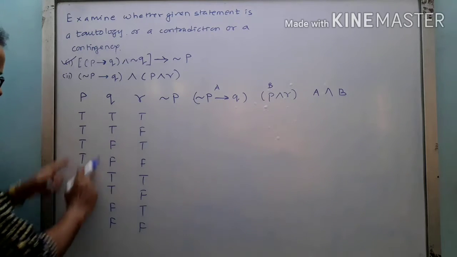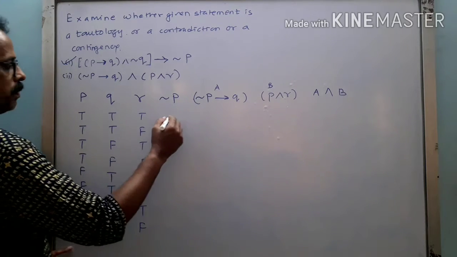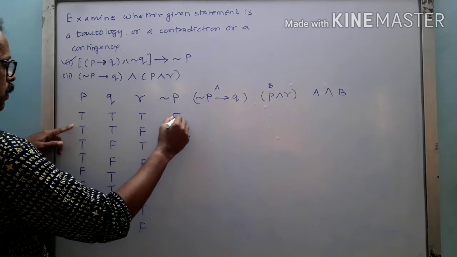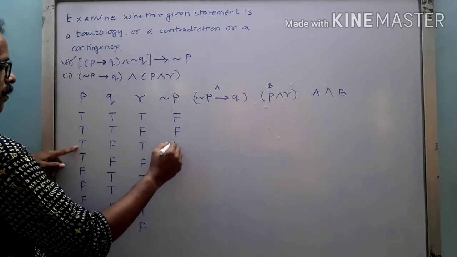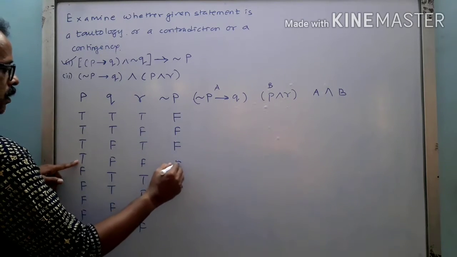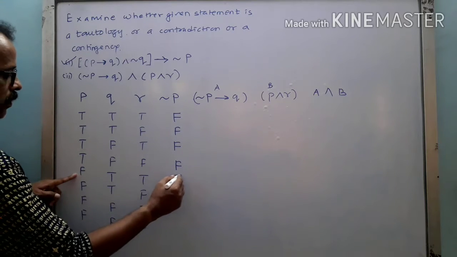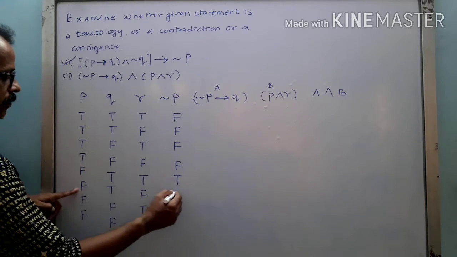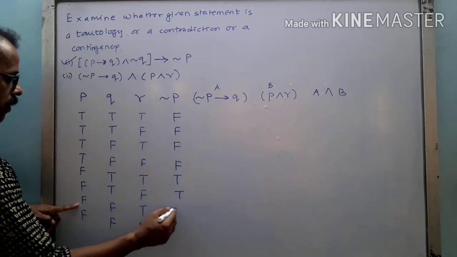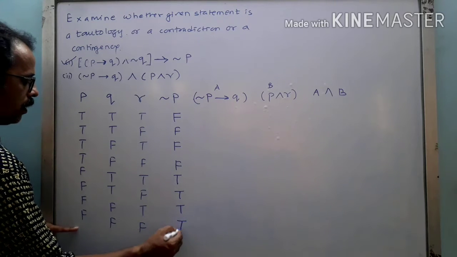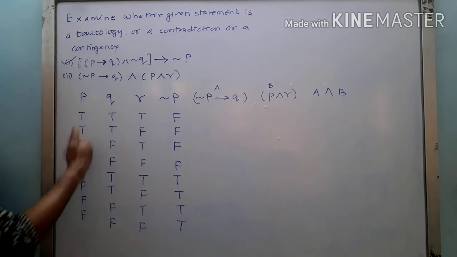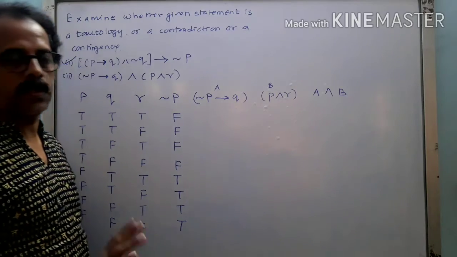So the negation of this P column. What is that P column? Negation of true is false, false, false, false. Now negation of false is true, true, true, true. So in short, we are writing exactly the opposite values of P.